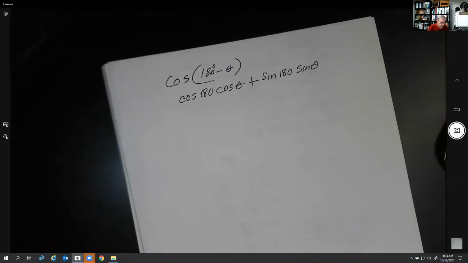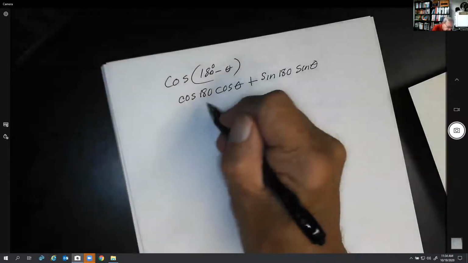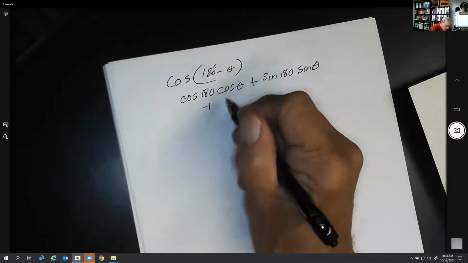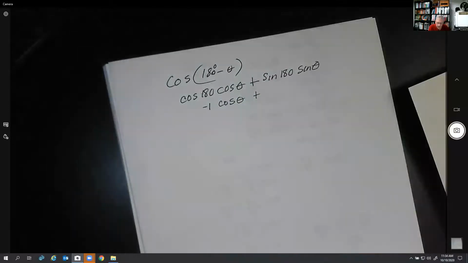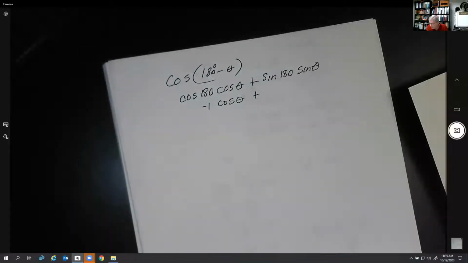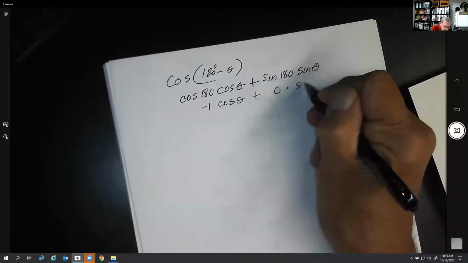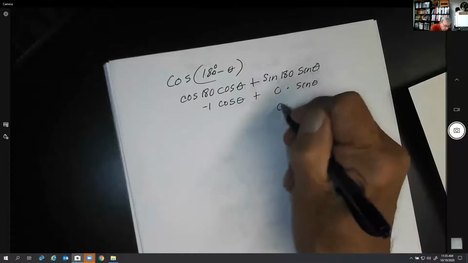Okay, that good so far? What's the cosine of 180? The cosine of 180 is negative 1, times cosine theta. What's the sine of 180? The sine of 180 is 0. So you've got 0 times the sine of theta, which is 0, since 0 times anything is 0.